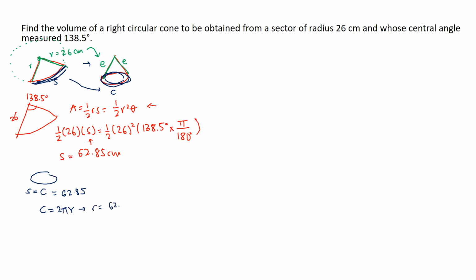So, 62.85 divided by 2 pi, how much is the radius, class? Pasolve ko. Okay, you get what? 10 centimeters. Okay, so, there we have the radius. Again, what is the volume gani? Di ba, volume is 1/3 base times height. You need to solve for the base and you need to solve for the height.